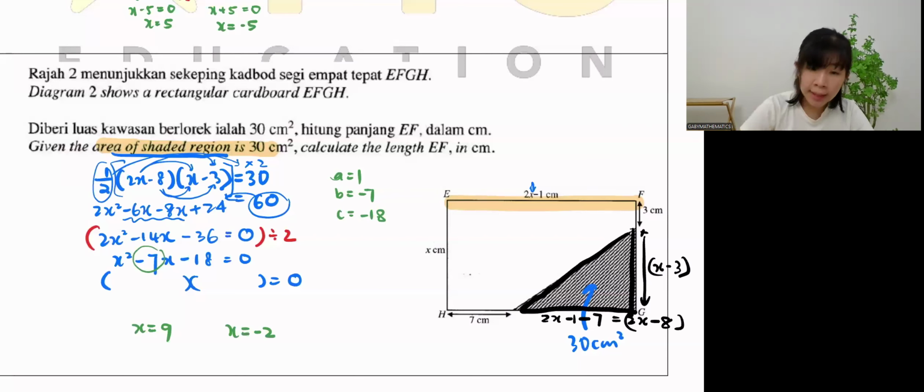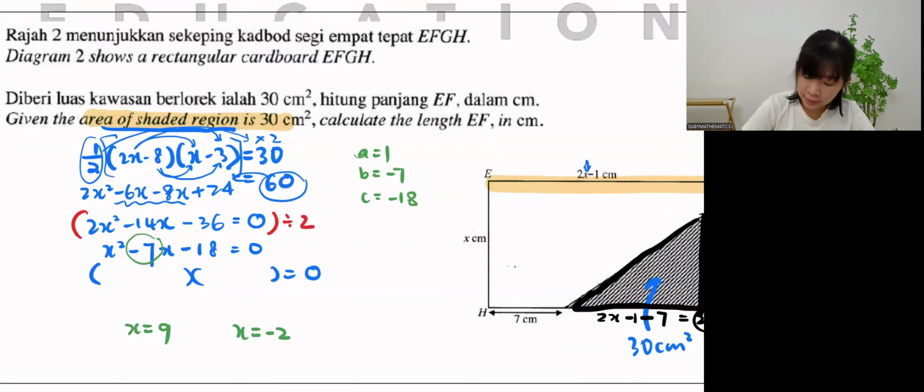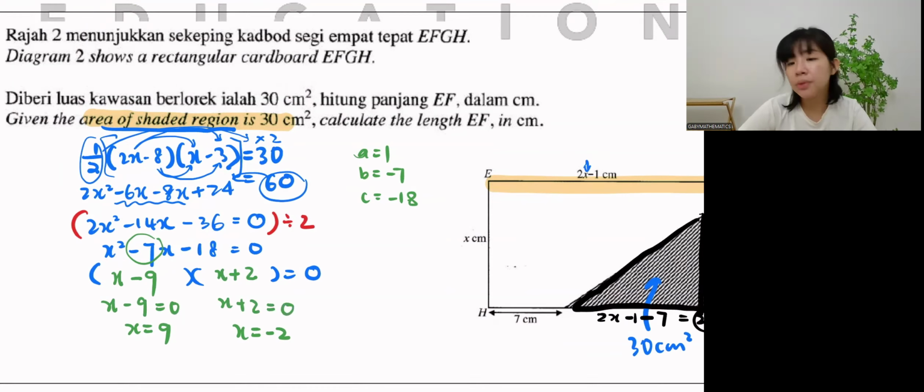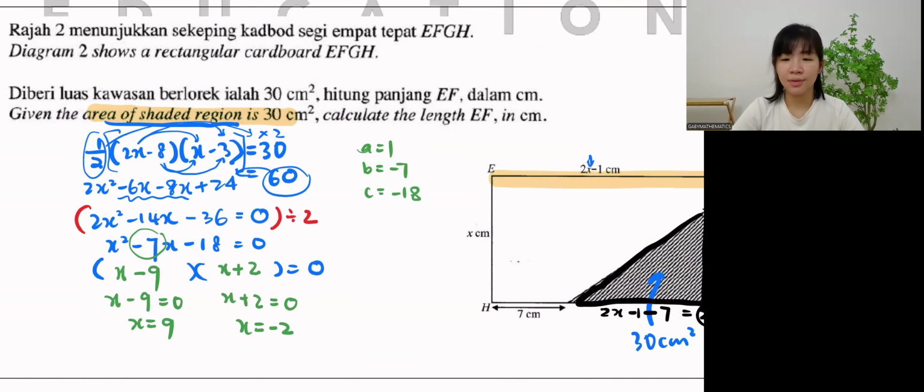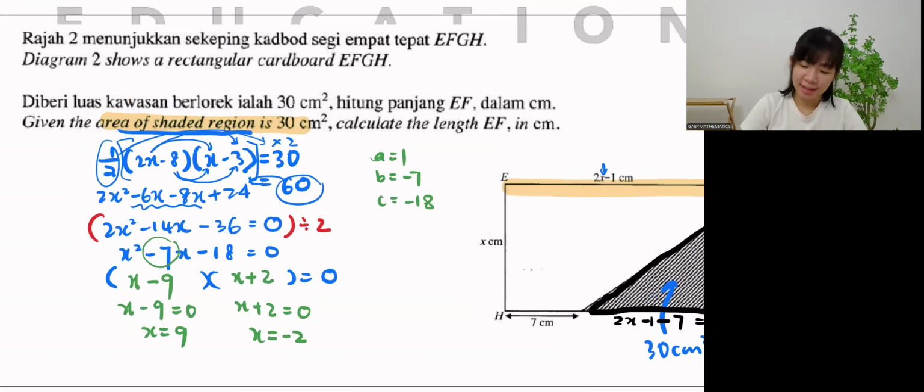Okay, now terbalik, fill in the blank. We fill in the blank in the bracket, so we put minus, so x minus 9. x minus 9 equals 0. So if it's negative 2, we put plus. So x plus 2. x plus 2 equal 0. We ignore negative 2. Which one? We got negative 2. Okay, yeah.